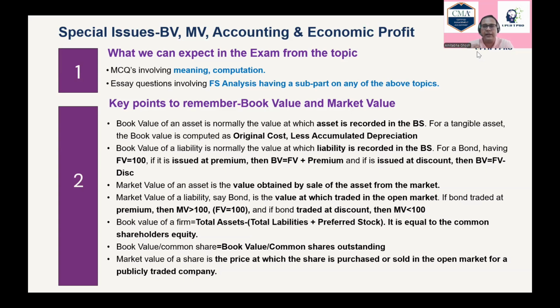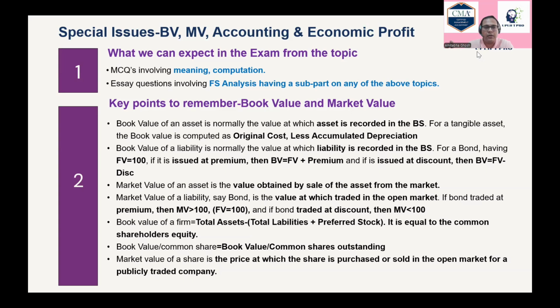If we need to remember certain important points around these concepts, what are the things that we need to keep in mind? Firstly, whenever we talk about the book value of an asset, it is normally the value at which the asset is recorded in the balance sheet. Say for a tangible asset, the book value is computed as the original cost less the accumulated depreciation. Similarly, the book value of a liability is normally the value at which the liability is recorded in the balance sheet.